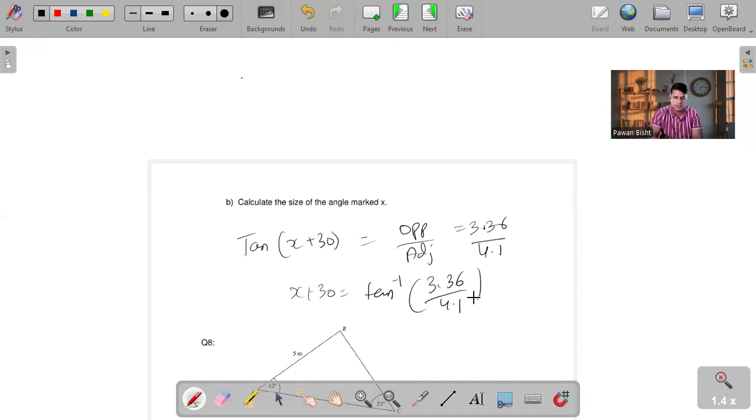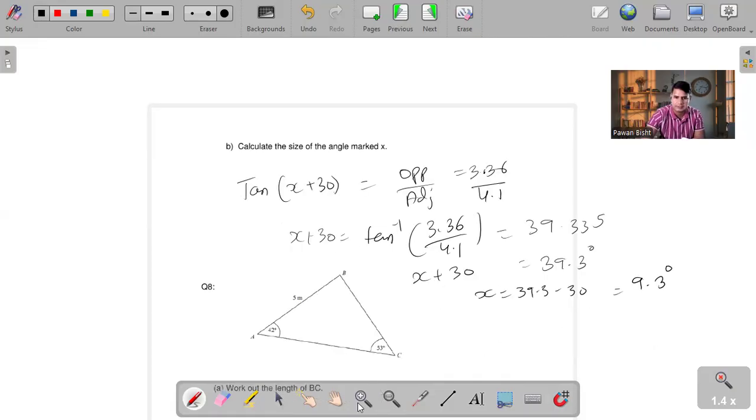Okay, so first we calculate tan inverse of 3.36 divided by 4.1, bracket close. So we are getting 39.335. Okay, so basically if I write in one decimal place, 39.3 degrees. And you have to find x, the small angle, right? So x plus 30 equals 39.3. So x will be 39.3 minus 30, that is 9.3 degrees. So this is my smaller angle x, right?